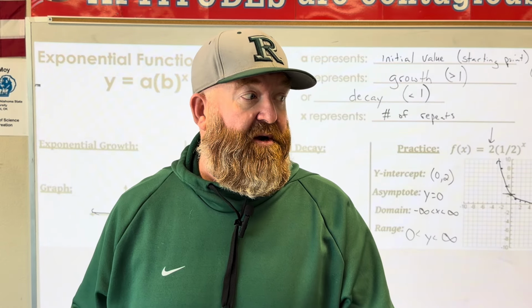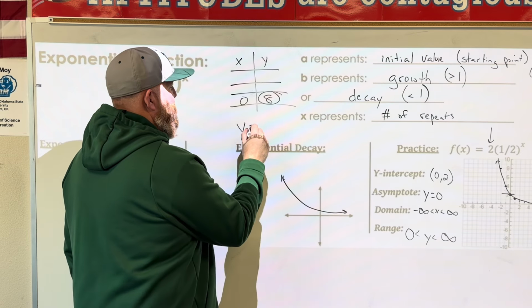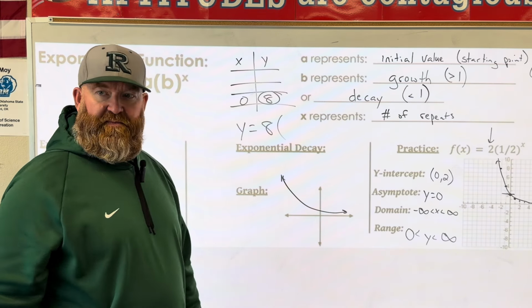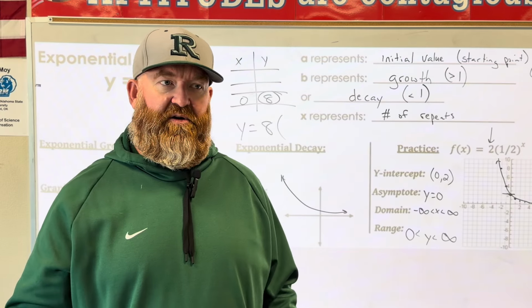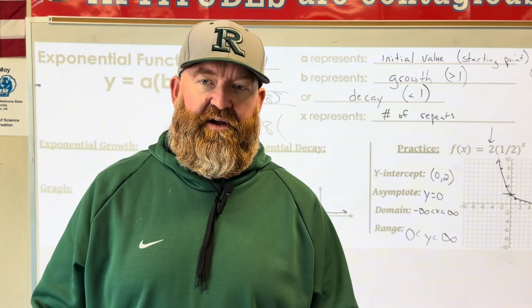Today you're going to have a table with stuff like this. If you see numbers and then you see 0, 8, that's the number that goes first. So it's going to be y equals 8 and then whatever. That first value at 0 is going to be your first number. Easy, easy, easy. I'll explain that more in detail.